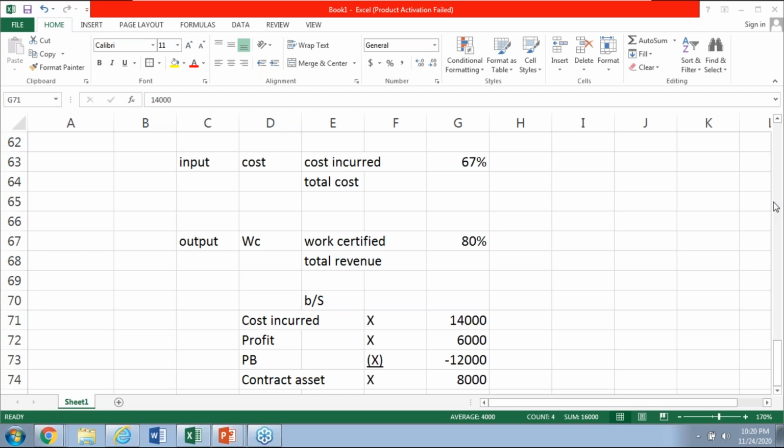67% of 9,000 means, yeah. In the balance sheet we always use cost incurred.